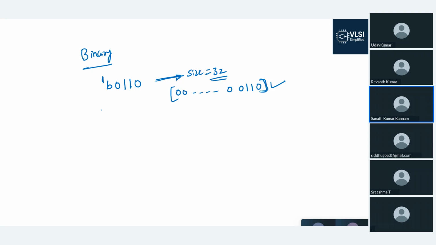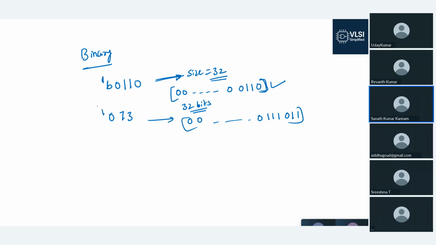Similarly, suppose 'O73 is there. So how will it store? It will store in terms of 32 bits. Take out 6 bits from this. What are you getting? 6 bits means this is 26. In between, 26 zeros are there, and it is represented like this.